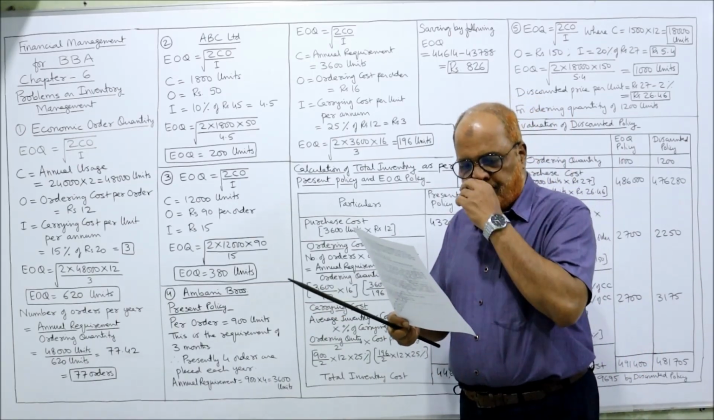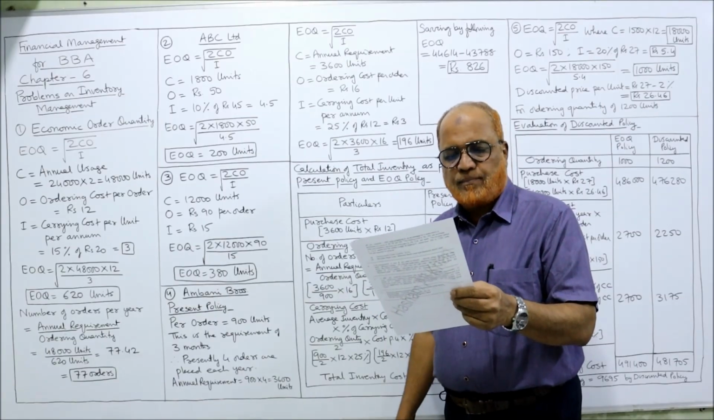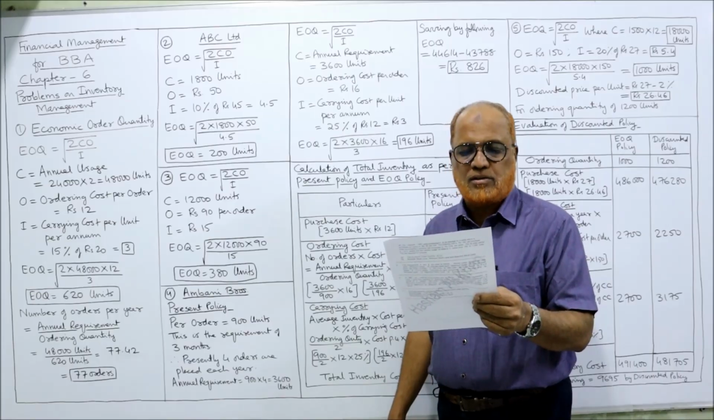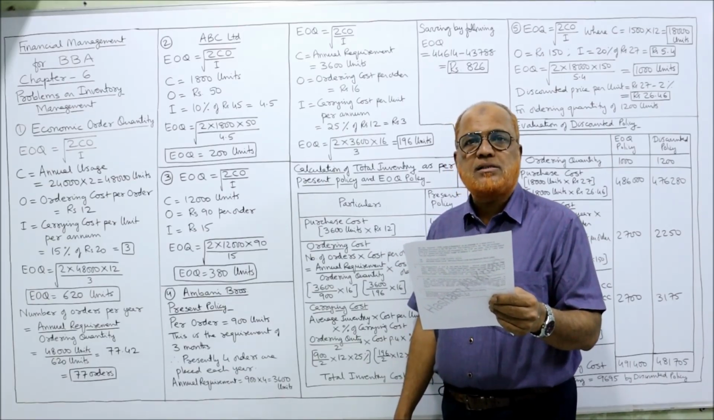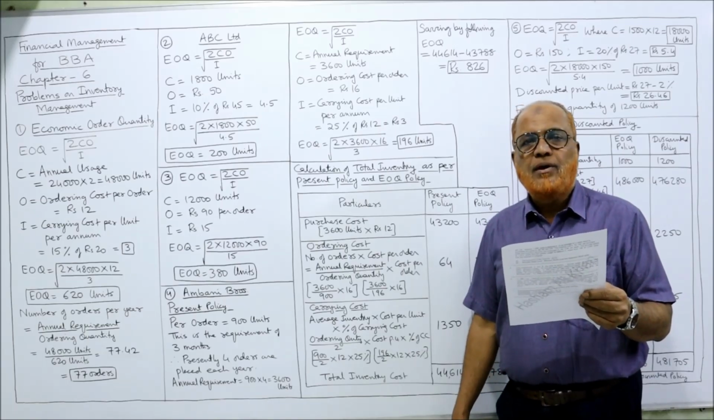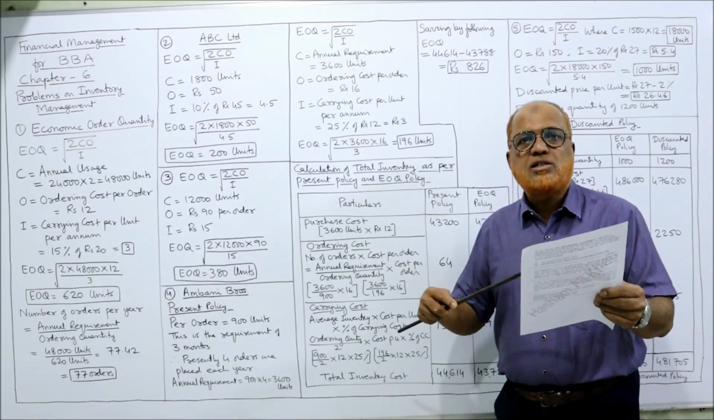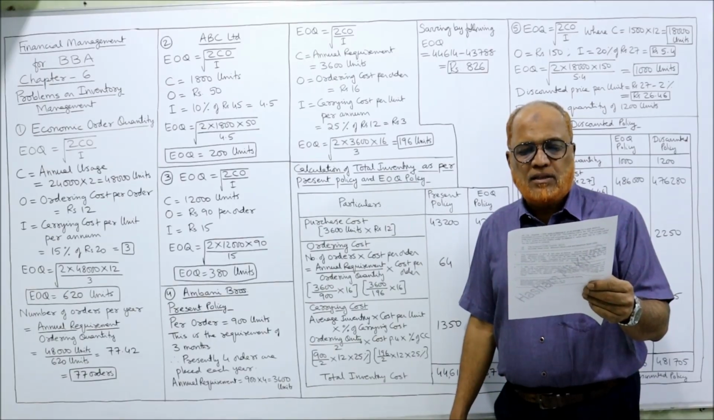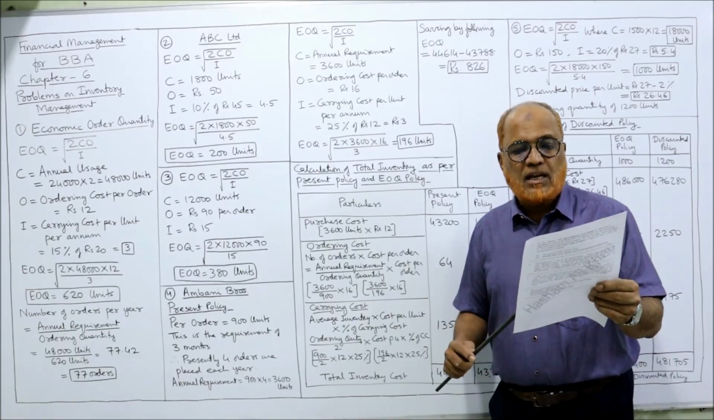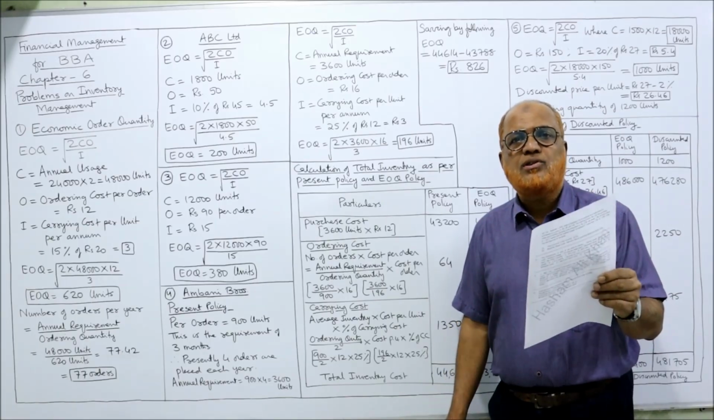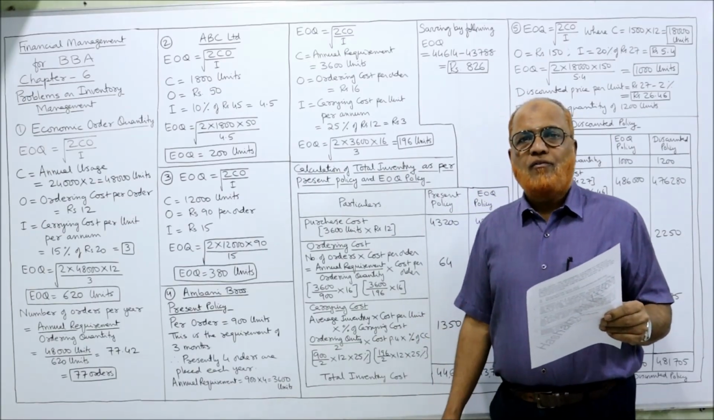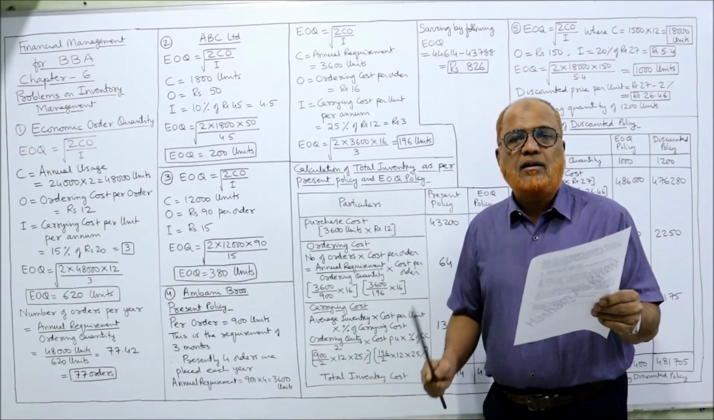Now problem number 4. Ambani Brothers has been purchasing an item in lots of 900 units. So this company is placing the order for 900 units every time. Whenever it is placing the order, it is placing for 900 units. This equates to a 3-month supply. That means this 900 units is sufficient for 3 months only. That means for 1 quarter of the year, 900 units.